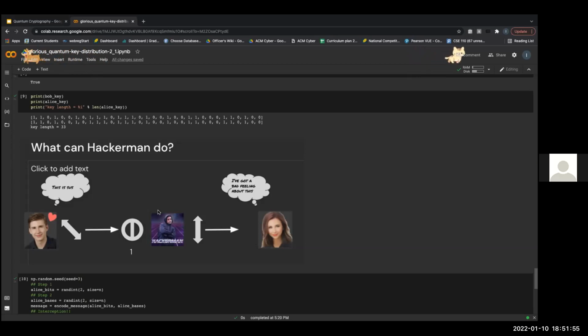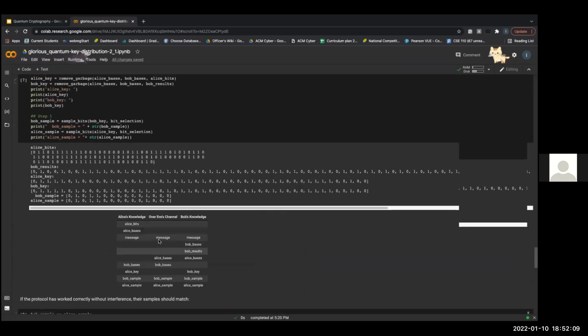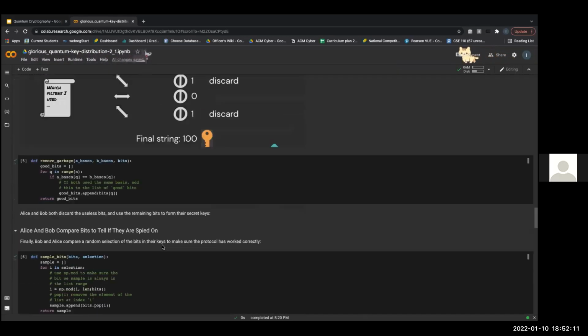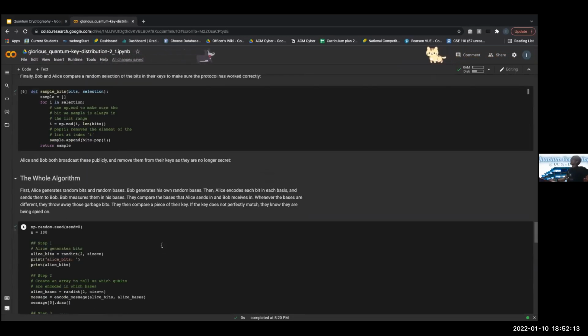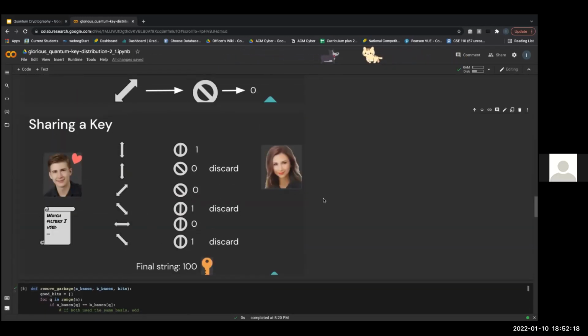Oh, I see. So what happens if it's diagonal, but because it's a 50-50 chance, the key doesn't work out, it doesn't read the correct binary string that it's looking for? Yeah, so are we assuming no interception? Yeah, assuming no interception. But it just isn't correct. That's what's going on here.